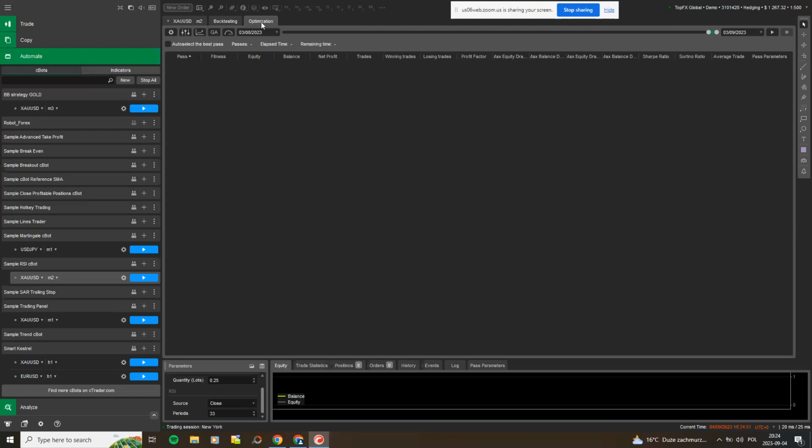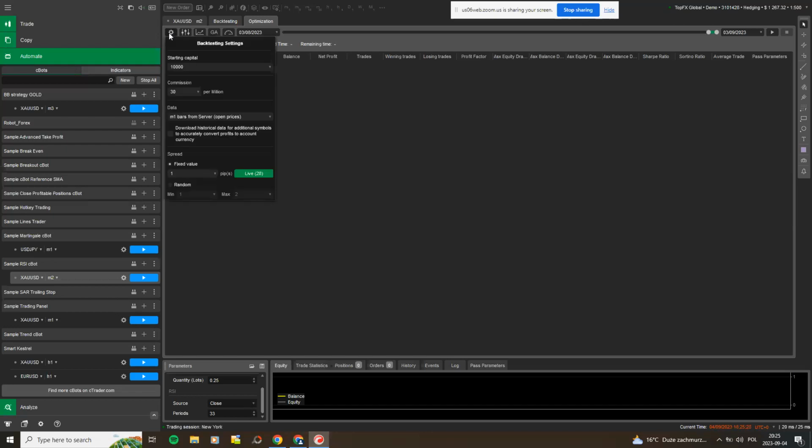Okay, to find the optimal setting for a certain period of time, right? You want to basically find the parameters of your strategy or your cBot that will be characterized by high net profit, low equity or balance drawdown, and a high percentage or number of winning trades. And this is how you do it in the optimization window.